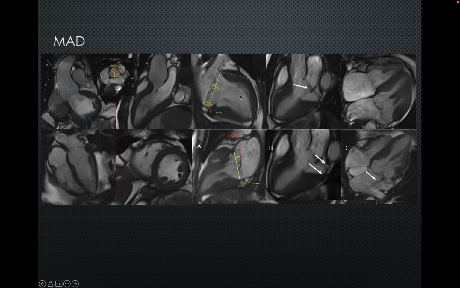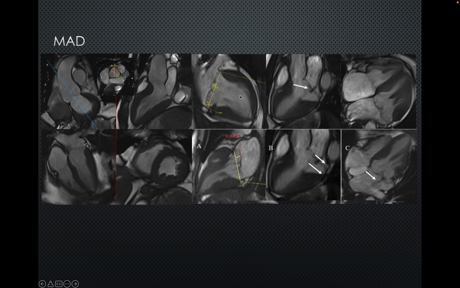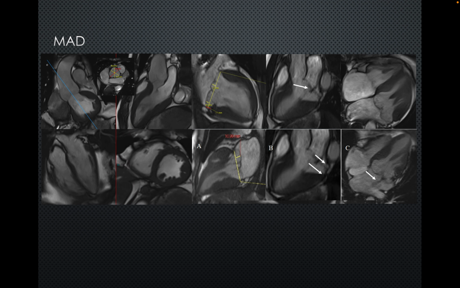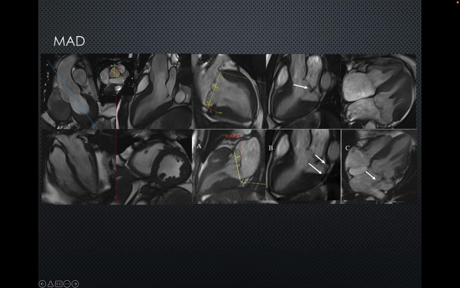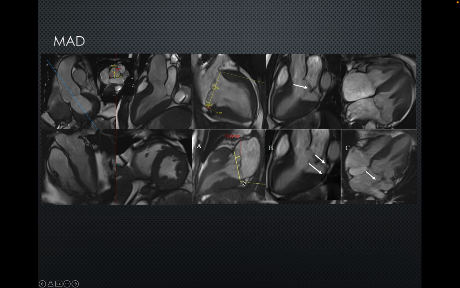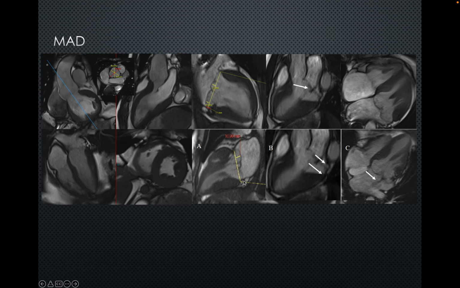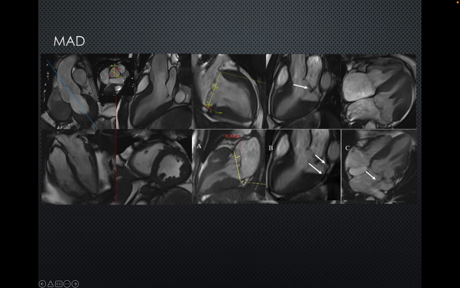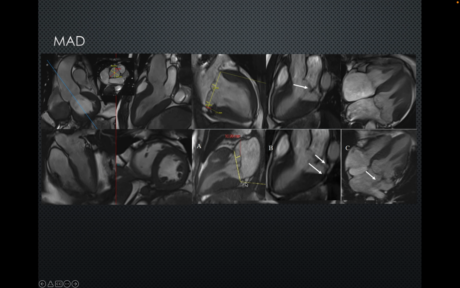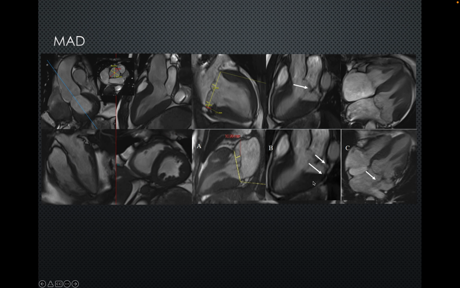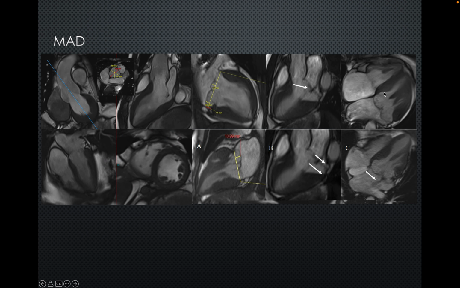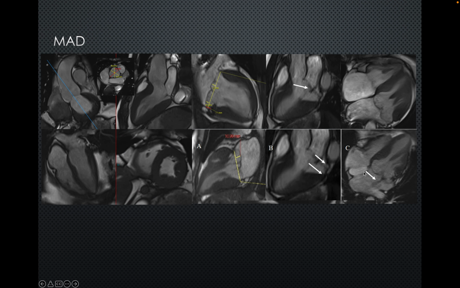Many cases are sent from echo as being diagnosed as HCM, but MRI usually later on reveals mitral valve prolapse with mitral annular disjunction, which is separation of the myocardium from the mitral annulus, with secondary regurgitation, hyperdynamic base with some thickening at the base, but they are negative for HCM.